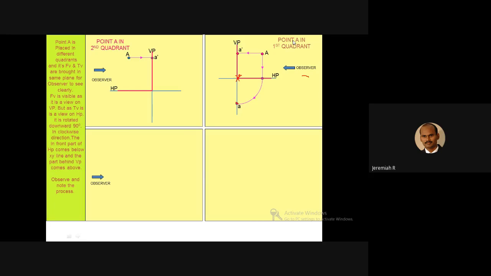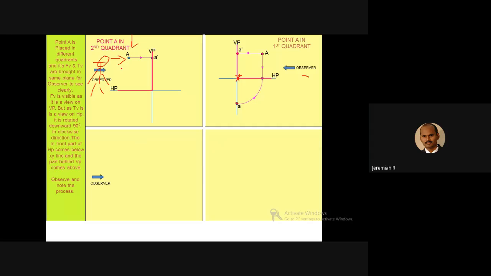And just see from the top. The observer is here. Just see from the front, and you'll get a point here. If you keep a point and see the front view, you'll get a point. If you keep a solid, you'll get something.